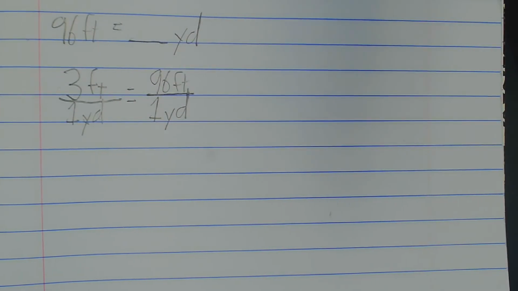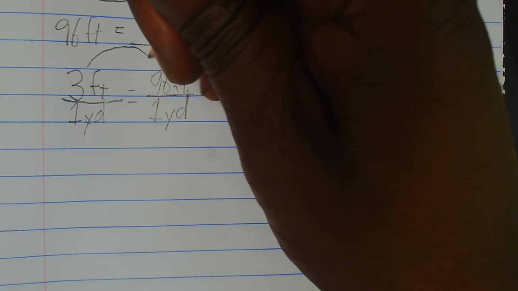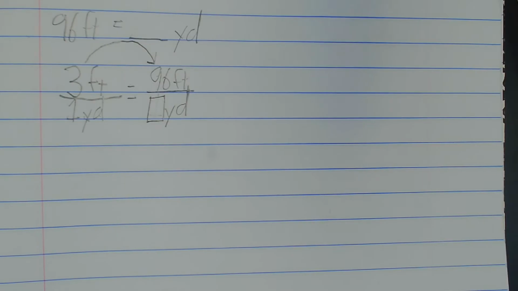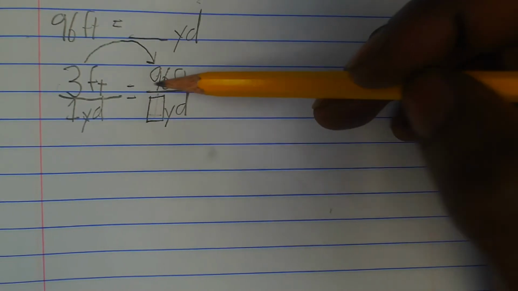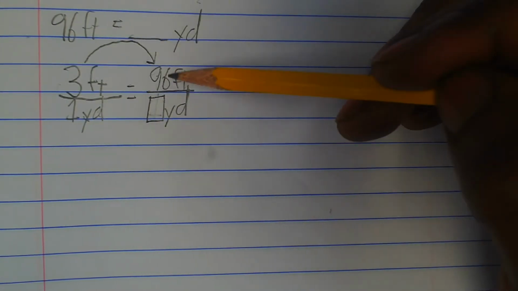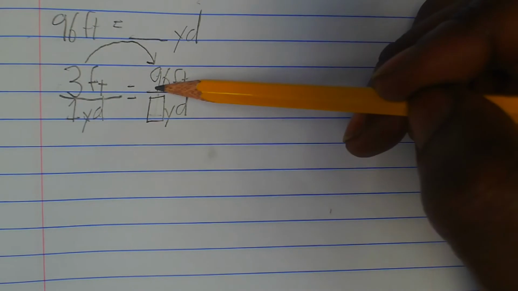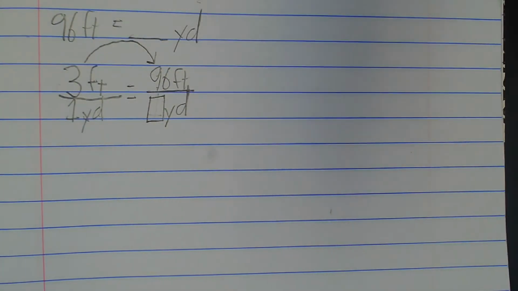All right. So now here we need to determine the relationship between 3 and 96. Oh, wait. I'm sorry. We're looking for the amount of yards that are equivalent to 96 feet. Can someone tell me the relationship between 3 and 96? Or what would you multiply times 3 to get 96?